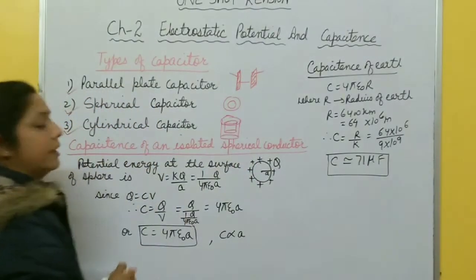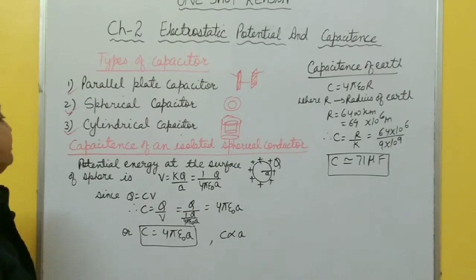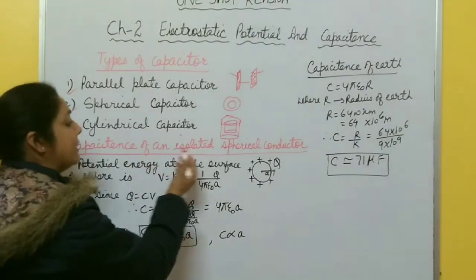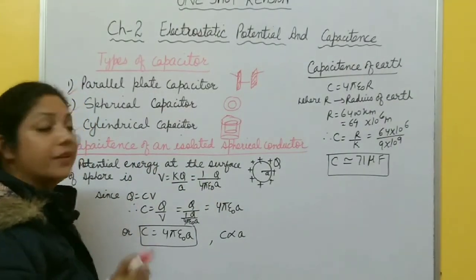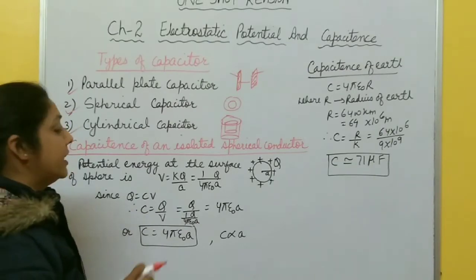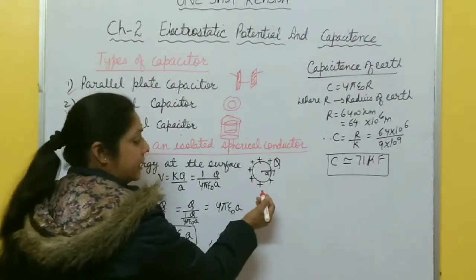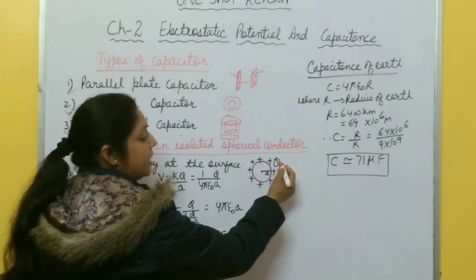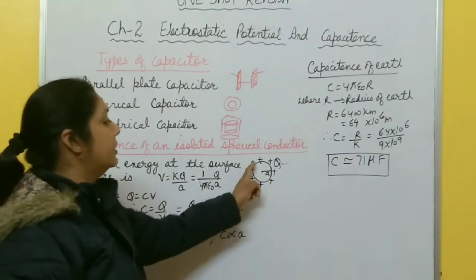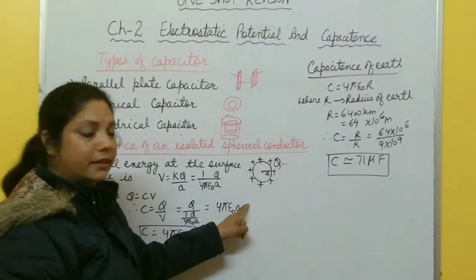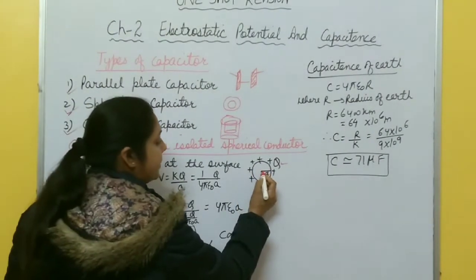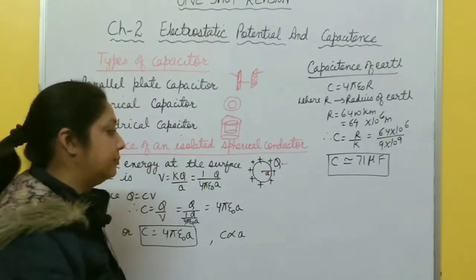This one, cylindrical shape, so cylindrical capacitor. Now the next topic is capacitance of an isolated spherical conductor. Suppose there is a spherical conductor having some charge on its surface. Let us suppose plus q charge on the surface of this spherical conductor. The radius of this spherical conductor is, suppose, small a.